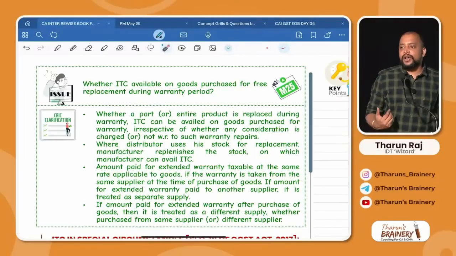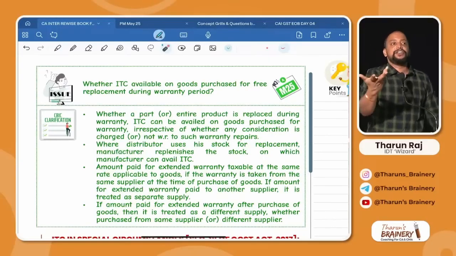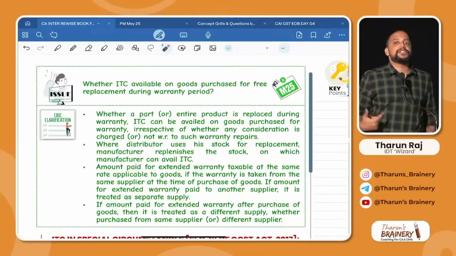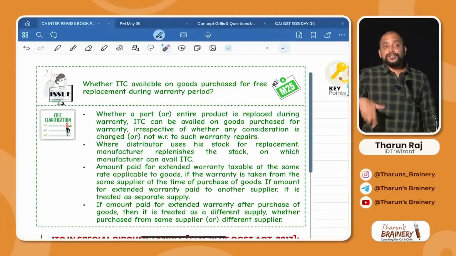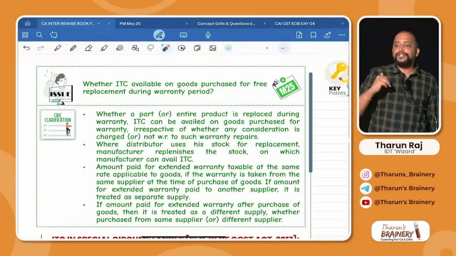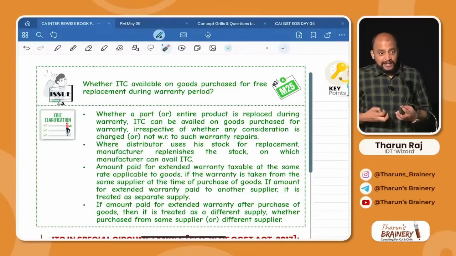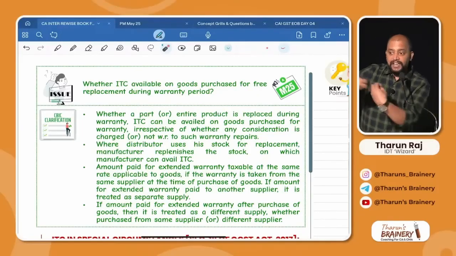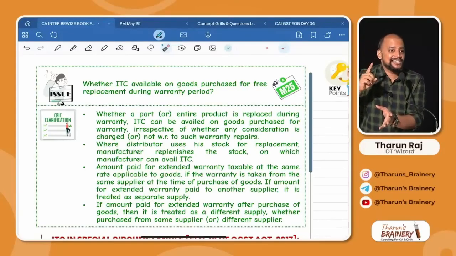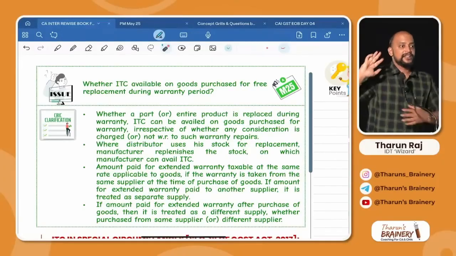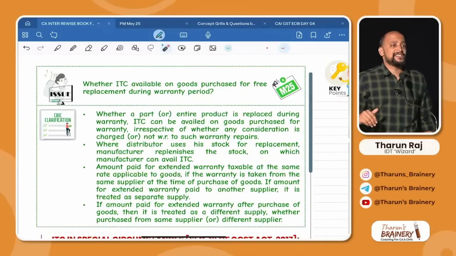Can I take ITC on the part purchased, which is given as a free replacement? I did not charge you anything. Can I take ITC? Yes, I can, because it is nowhere in the blocked credit and it is used in the course or furtherance of business. But this part on which I have taken ITC, I gave to you freely. Won't it come under disposal of business asset on which ITC was availed? No, don't invoke 7(1)(c). The circular says don't invoke 7(1)(c). It will not come under disposal of business asset on which ITC was availed.